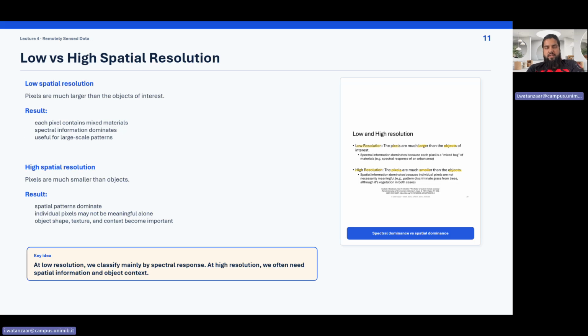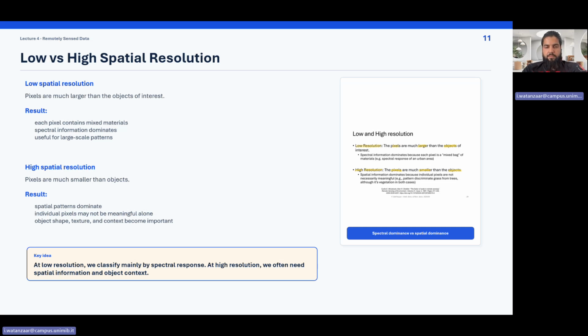Lowers is a high spatial resolution. It is again relevant to the same resolution concept, but it's not a type of the resolution. Or you can consider the side aspect of the resolution. We should have to know about it. Low resolution means pixels are much larger than the objects of interest, which is we are in favor of this case. We have seen in the spatial resolution the same case.